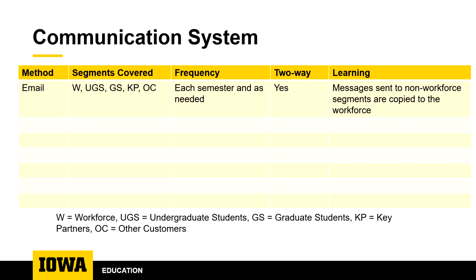So that's a simple example of a communication mechanism. As you put together your unit's communication system, you might also consider things like in-person meetings, social media, advisory boards, town halls, and so on that are relevant to the things you do.